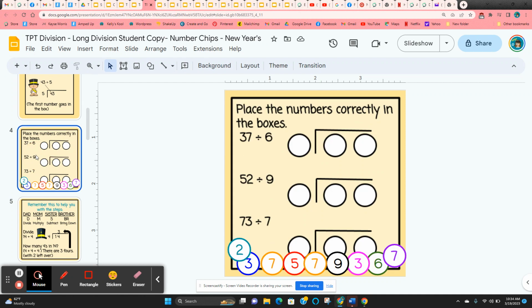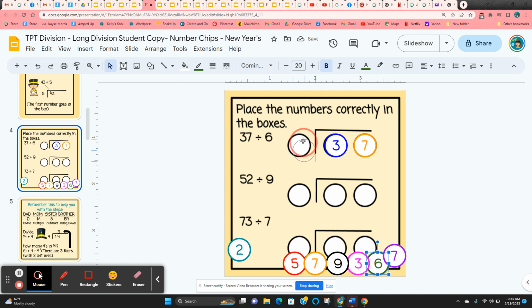Students are going to start on slide 4. They're going to be moving these colorful number chips into the correct circles. So you're going to just start with placing the numbers correctly. This is fairly easy for the students, but it gets them in the habit of putting the numbers in the correct place. So just 37, and you click and hold on the edge of one of these circles and move it right into place.